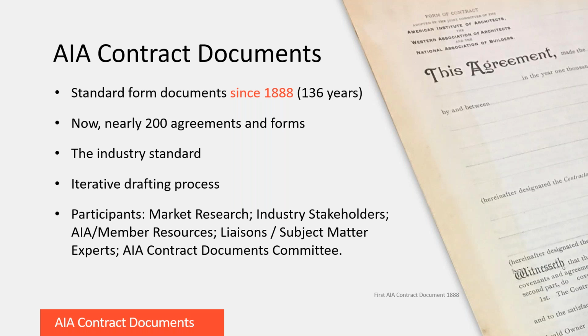The Contract Documents program has a long-standing history. The program has been publishing standard form documents since 1888. That's 136 years of quality content. The AIA Contract Documents program has since grown to encompass nearly 100 agreements and form documents. The purpose of the program is to create a standardized set of legal forms that make these transactions more predictable.